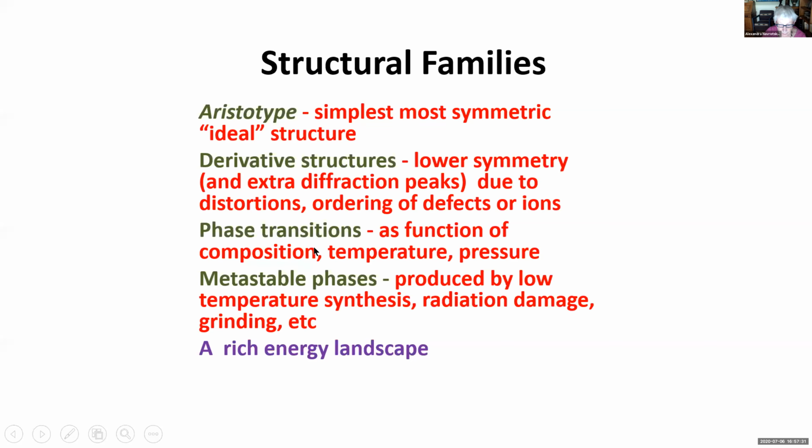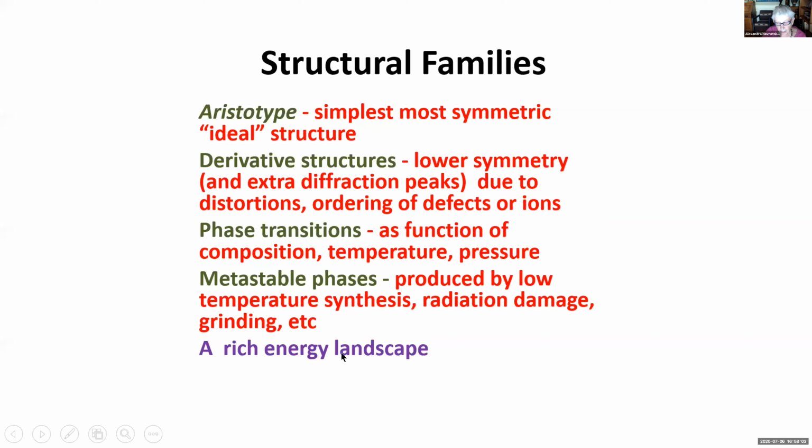There are phase transitions as a function of composition, temperature, and pressure, and one can form a large number of metastable materials, for example, by low temperature synthesis, at which there's simply not enough time to get the most ordered structure, by radiation damage, which I'll be talking about, by grinding or mechanochemistry, and by looking at high temperature where some of the disordering will occur.